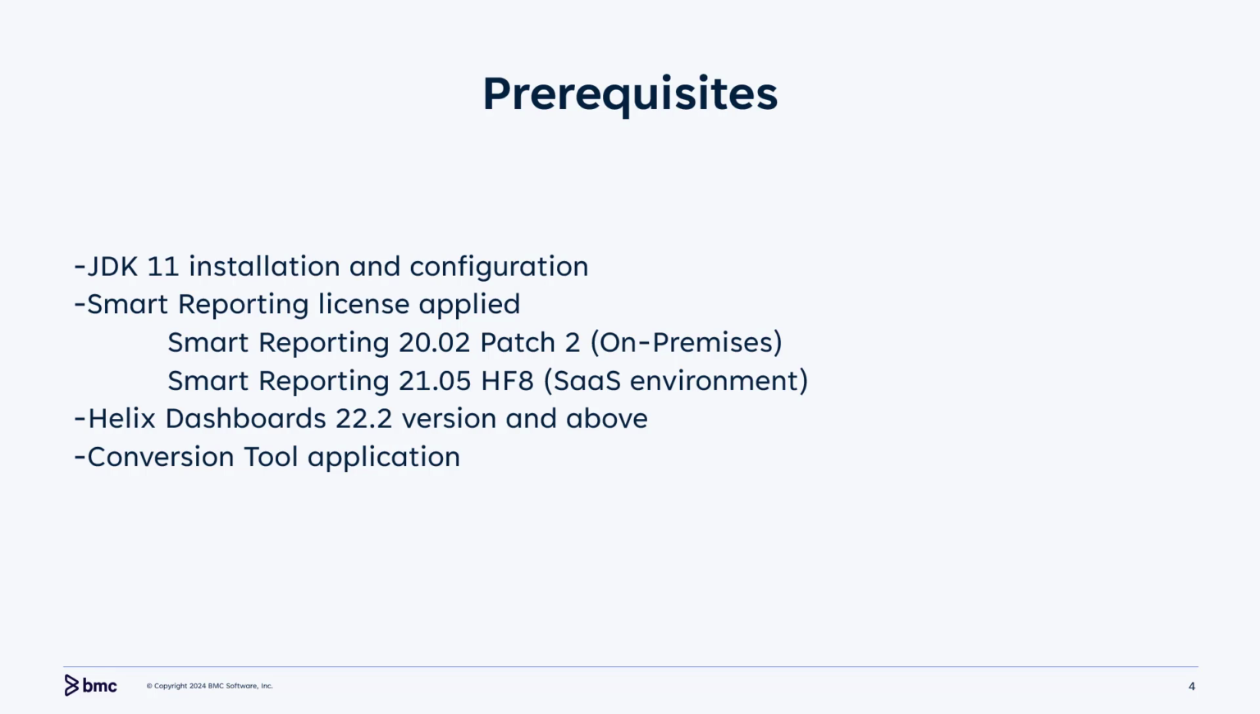Smart Reporting requires a license for the conversion tool that allows the extraction of reports lists and metadata. For SaaS customers, create a case to the Smart Reporting support team to validate that the license for the conversion tool is applied. The conversion tool and the Smart Reporting license can be downloaded from the knowledge article Conversion Tool to migrate BMC Helix ITSM Smart Reporting content to Helix Dashboards. This will be provided with a link in the reference section at the end of the webinar.